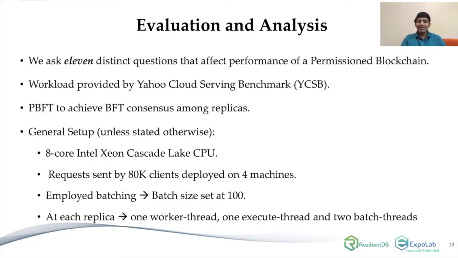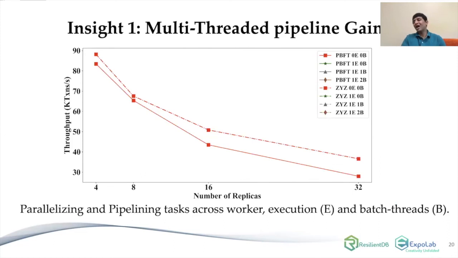So, as we are talking about analyzing the system, the key part here is to evaluate it. And while evaluating, in our paper, we ask 11 different questions regarding the factors which affect the performance of a permissioned blockchain system. Now, to test our system, we employed YCSB, and we used the very simple PBFT protocol for consensus. Even though we ask 11 distinct questions in the paper, in this presentation, for brevity, we'll only discuss a few of them.